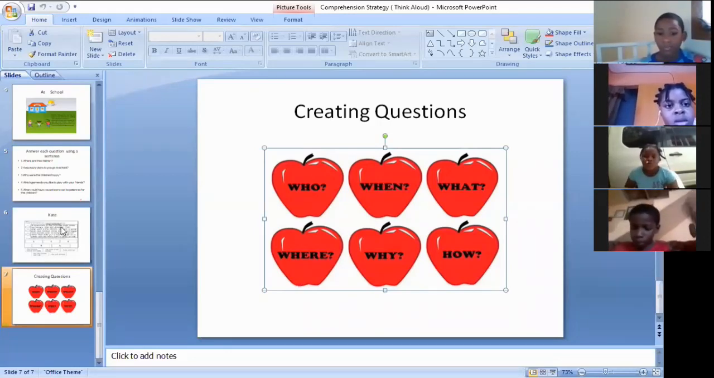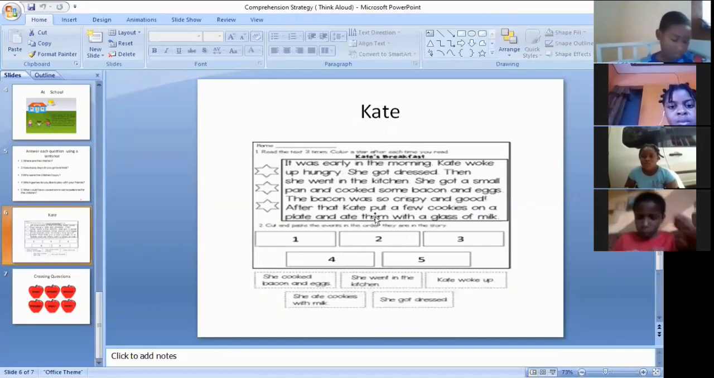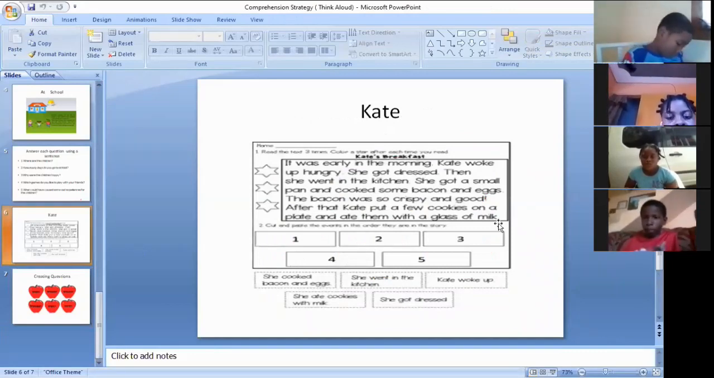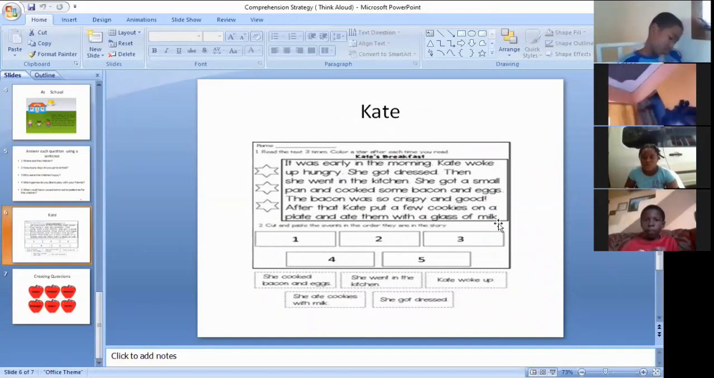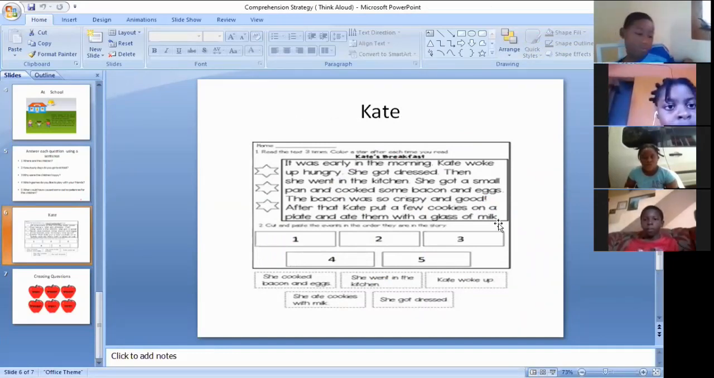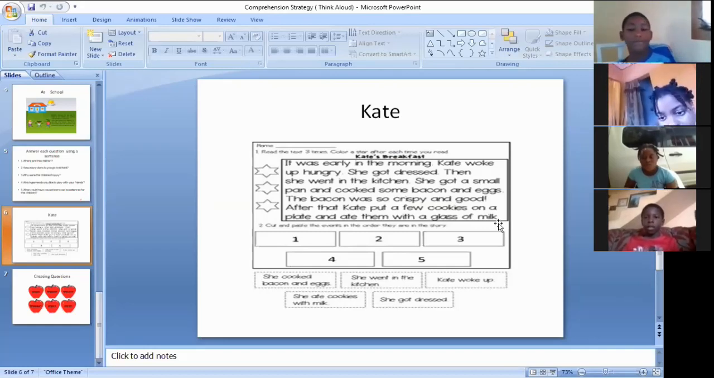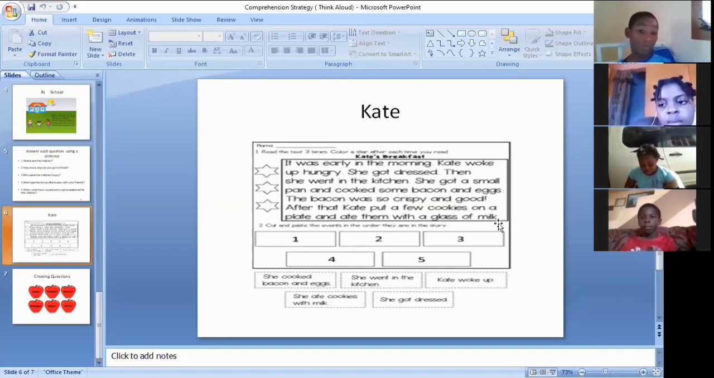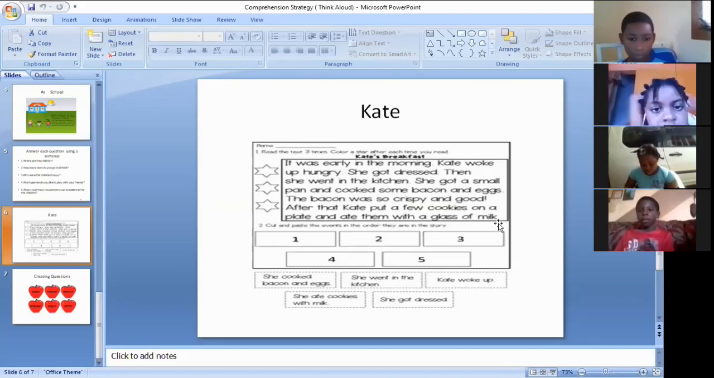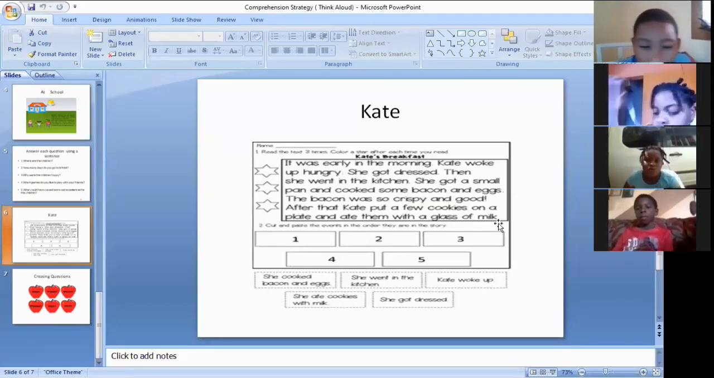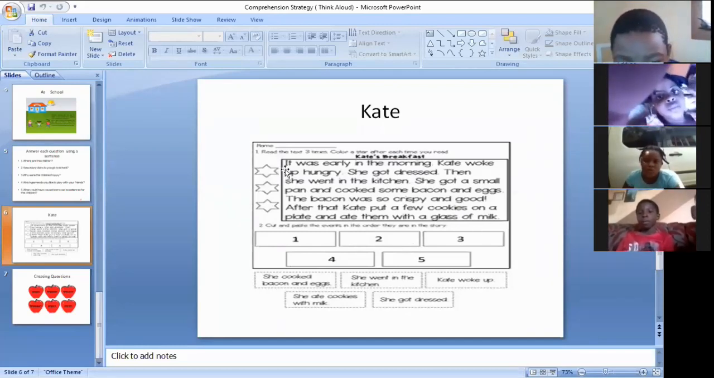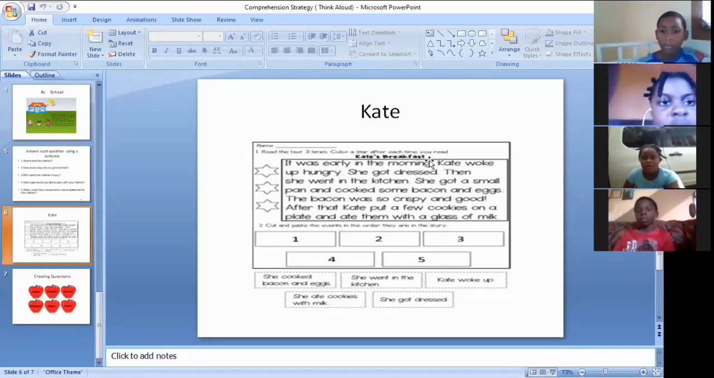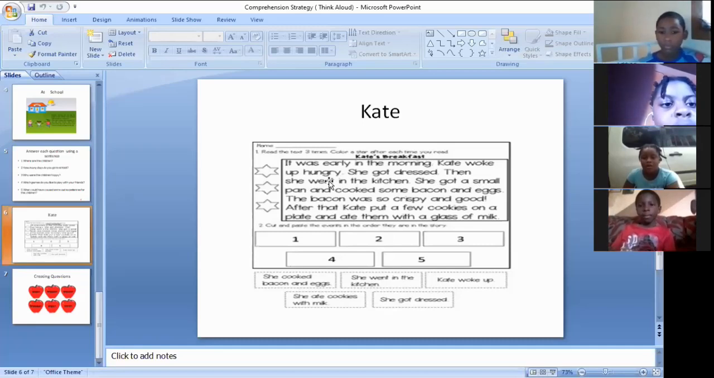All right, let me go back to the story now. Let us look at the story. So what you're going to do for me now, at number 1, you had when. Everybody had when at number 1? Yes. So what question can you write for number 1 based on the beginning of the story? Let us read the first sentence. It says, it was early in the morning. Kate woke up hungry. Stop right there. So make a question now with when.